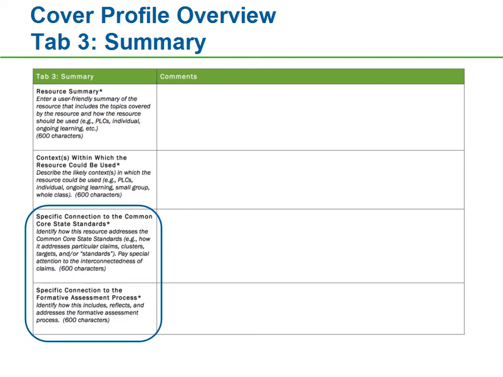In addition, although a resource may not explicitly state the connections, for example, provide specific standards or reference particular attributes of the formative assessment process, you can identify and explain these connections. These fields may be especially helpful to a reviewer because they tie closely to aspects of the quality criteria.